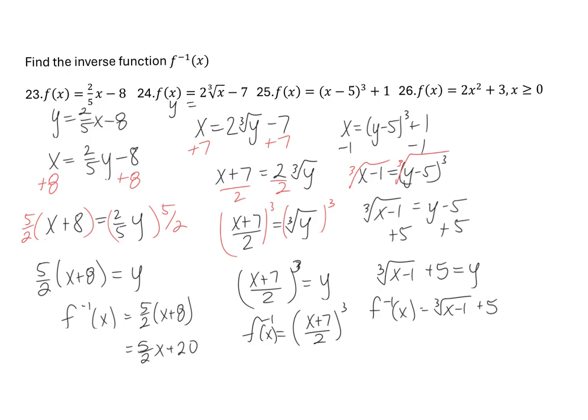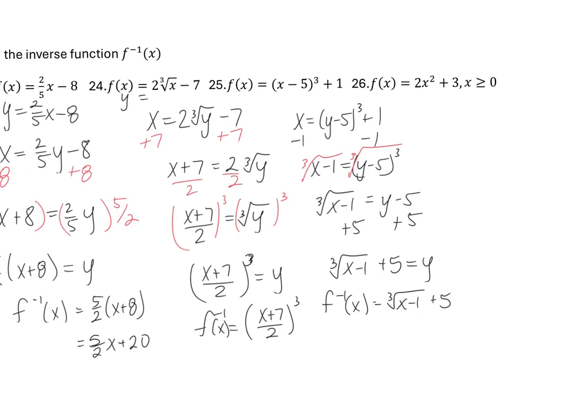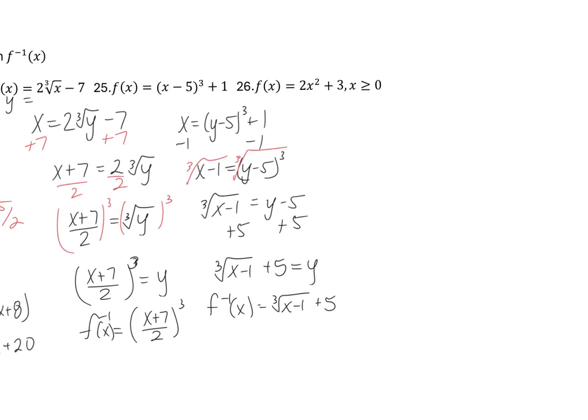And lastly, number 26 says 2x squared plus 3 when x is greater than or equal to 0. We talked about and saw in Desmos, if we don't restrict the domain on the even powers, it doesn't have an inverse function. So this is going to be a parabola, but we're saying, let's just look at this half of it, the positive half, and then it has an inverse function. So I really don't need to do much with this. I just need to know that that means I can find the inverse.